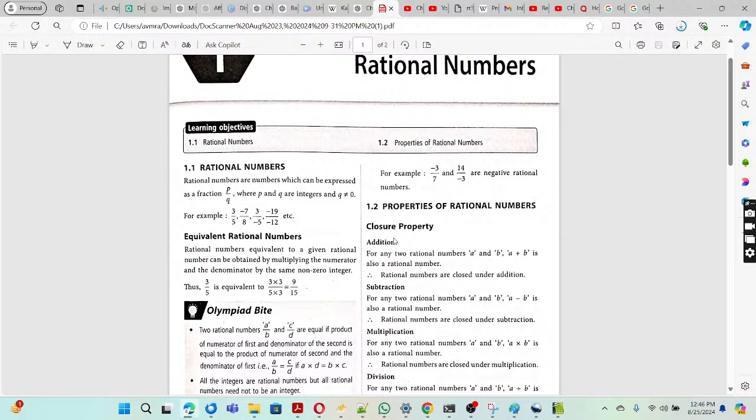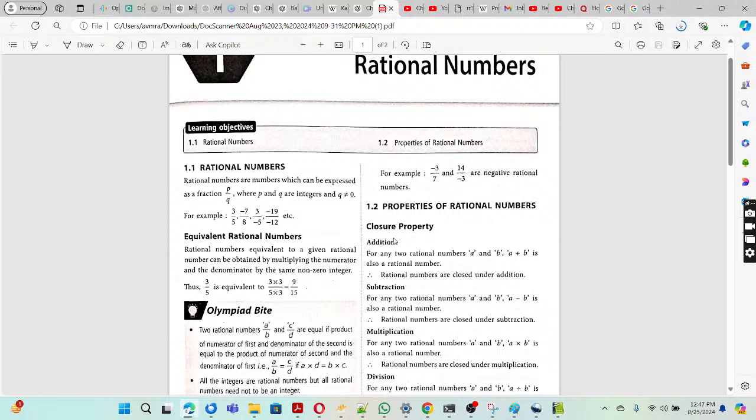Rational numbers are numbers which can be expressed as a fraction, that is p by q, where p and q are integers and q is not equal to 0. If q is equal to 0, then it becomes an infinite number. That is a very important point for the rational numbers concept. Any number in the format p by q is called a rational number.